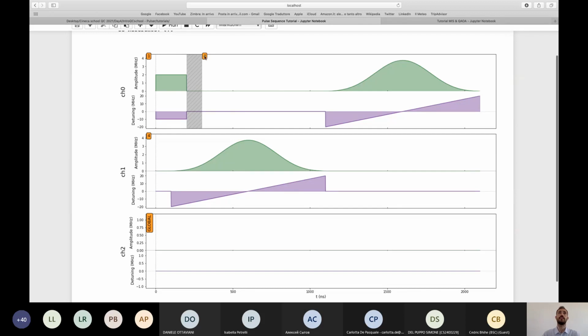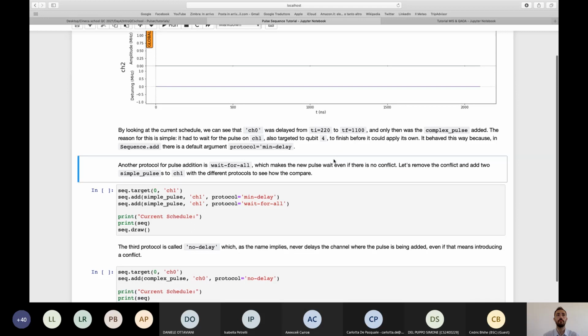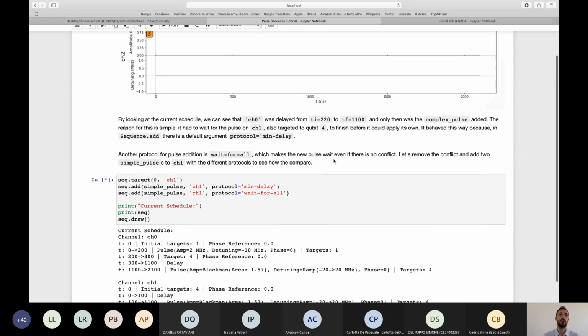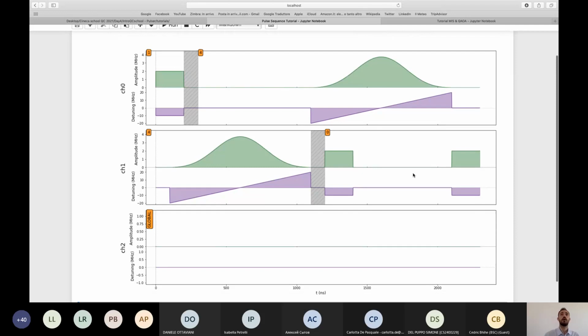So the qubit is in this yellow-orange square. Okay, so the standard way is to wait for the previous pulse on the same qubit to finish, and then you apply the other one. But you also have different protocols that allow you to do something else.